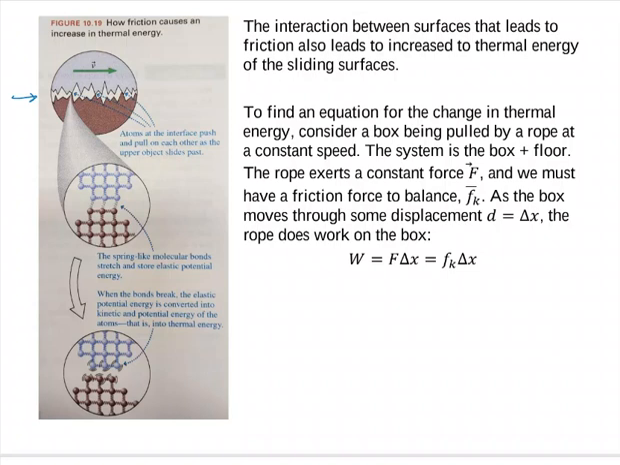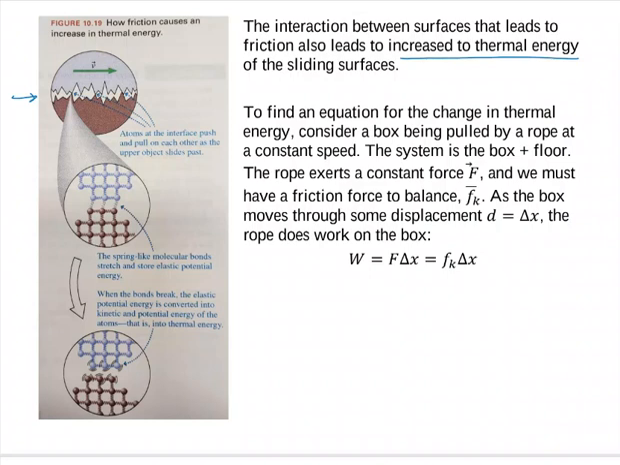The spring-like molecular bonds stretch and store elastic potential energy, and then the bonds break, and the elastic potential energy is converted to kinetic and potential energy of the atoms, so they're like jiggling around. So that's our thermal energy that's being created there. So that's what's going on. The interaction between the surfaces leads to friction, also leads to increased thermal energy of the sliding surfaces.